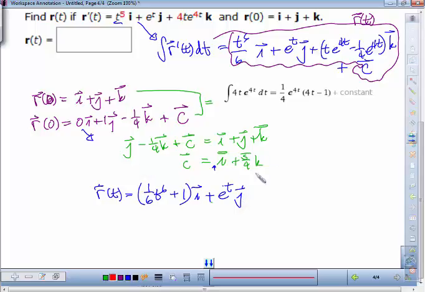Okay, so that's my j. My k looks like this long string and then plus the constant 5/4. So I'm going to put that all together. That should be blue. t e to the 4t minus 1/4 e to the 4t plus the constant 5/4 in the k direction. So that should be my result.